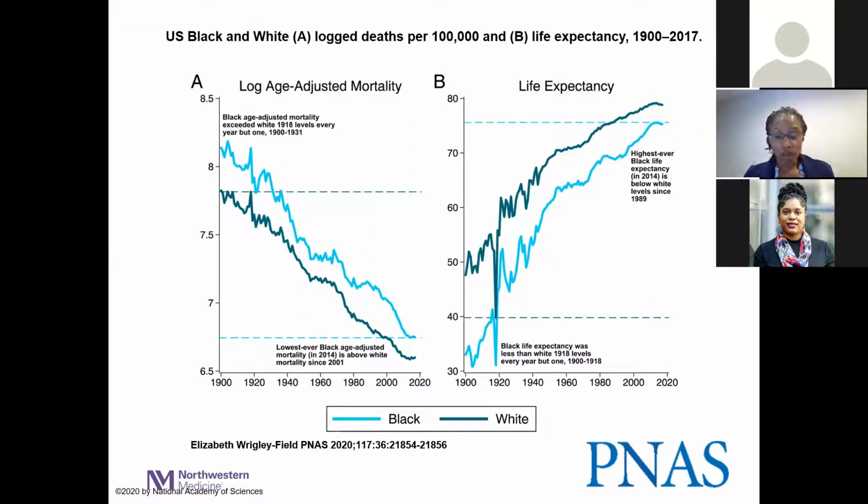As I think we all know, Black-white health disparities are large and persistent in the US. This is a figure showing age-adjusted mortality and life expectancy between Black and white Americans. We can see life expectancy on the right-hand side is much lower for Black adults than it is for white adults, and it has been since the 1900s, really. One striking thing that the authors pointed out on the upper right is that the highest ever Black life expectancy, which was in 2014, is still below white levels seen since 1989. So these are large and persistent disparities.